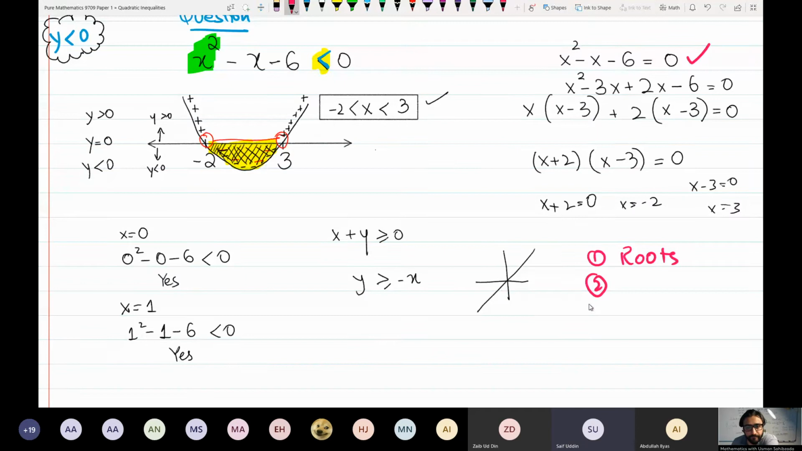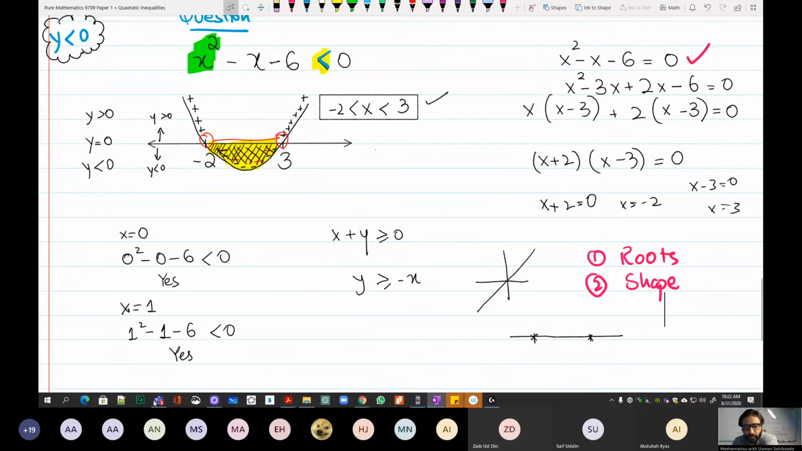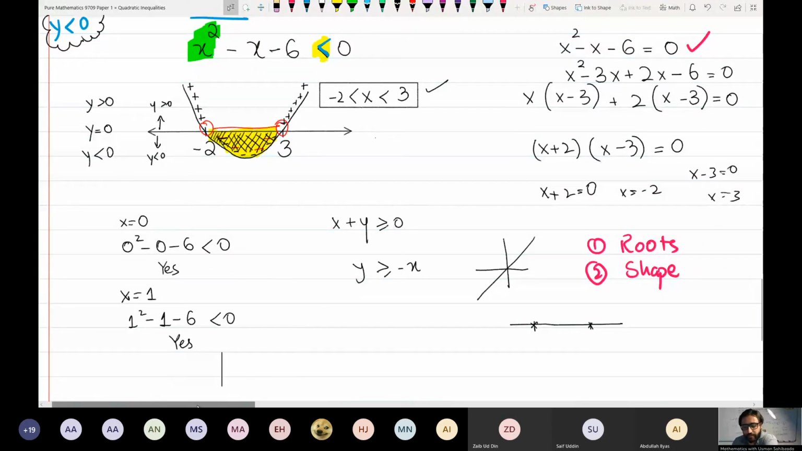Why did it come out that way? Because the graph is always going to cut through the roots. The quadratic graph always passes through the roots. That's what the roots are for, to cut through that place. And the shape, that's what you're focusing on. The shape depends on the value of a, being the coefficient of x squared.